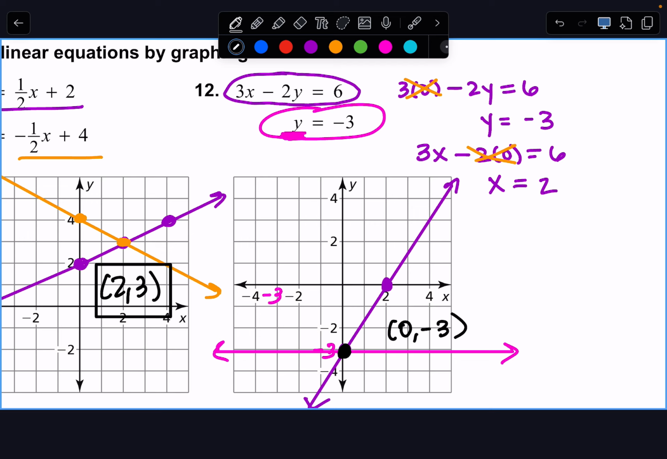Literally, we are taking our concept of graphing lines from chapters 3 and 4, and we're graphing 2 lines at once. And what are we looking for? Where do they intersect? That's it. Okay? What do you need to do with the coordinate when you find where it intersects? Plug it in to check. Is 3 times x minus 2 times y equal to 6? Plug it in and check.